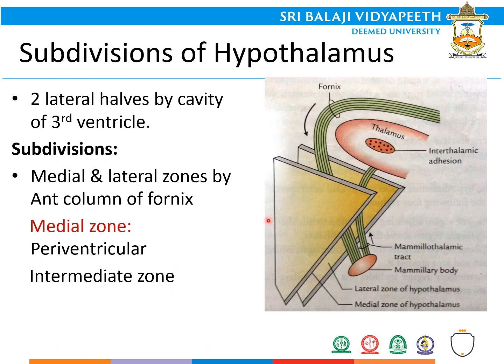Now coming to the subdivisions of the hypothalamus, it is made in two halves by the cavity of the third ventricle. There is a cavity in the middle, right? So this hypothalamus has two halves. Now each half of the hypothalamus is divided into medial and lateral zones by the anterior column of the fornix, right? And this medial zone is in turn further divided into a periventricular zone and an intermediate zone.